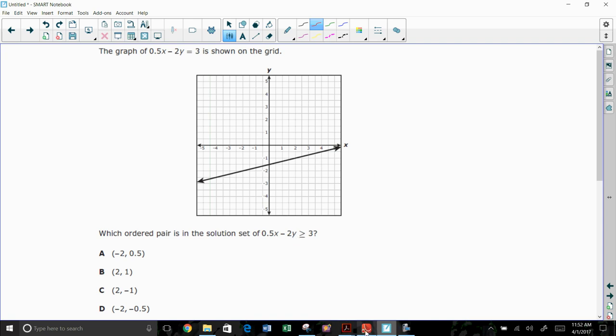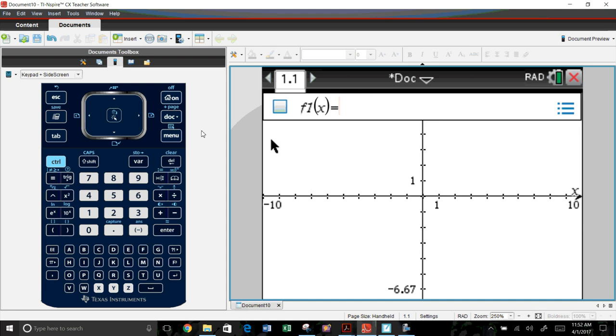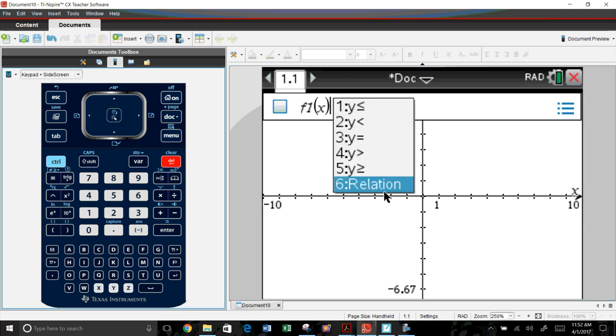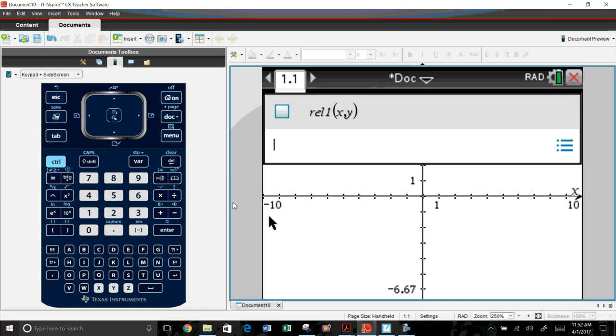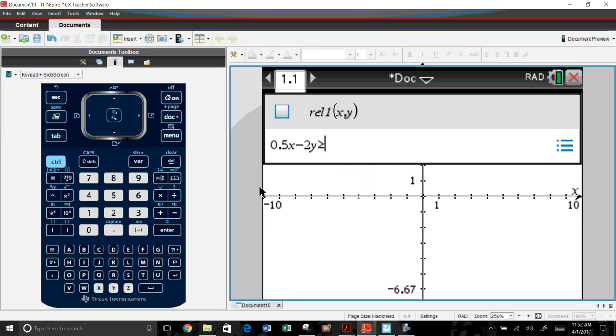So let's go to our calculator. We want to do a graph. Since the y is not by itself, we're going to graph this as a relation. So once they're in relation, we can type this in exactly as it appears. So it was 0.5x minus 2y is greater than or equal to 3.